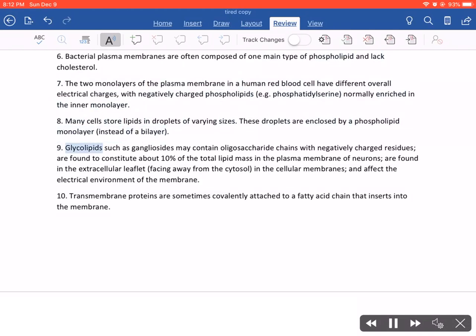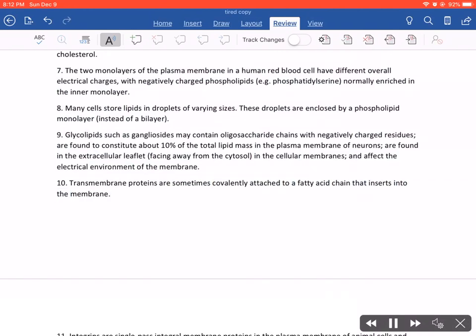9. Glycolipids such as gangliosides may contain oligosaccharide chains with negatively charged residues, are found to constitute about 10% of the total lipid mass in the plasma membrane of neurons, are found in the extracellular leaflet, facing away from the cytosol, in the cellular membranes, and affect the electrical environment of the membrane. 10. Transmembrane proteins are sometimes covalently attached to a fatty acid chain that inserts into the membrane. 11.